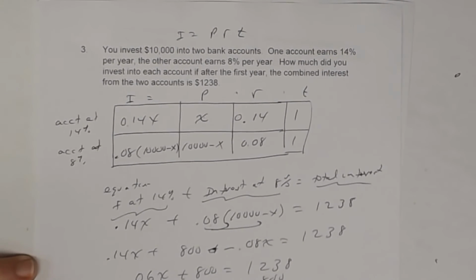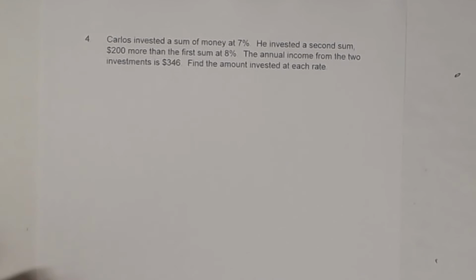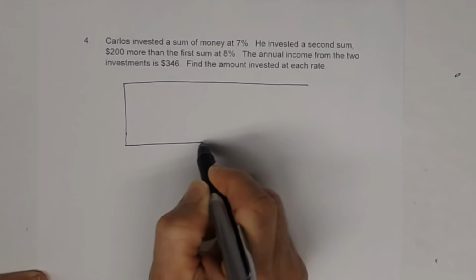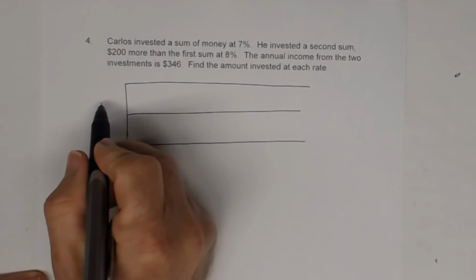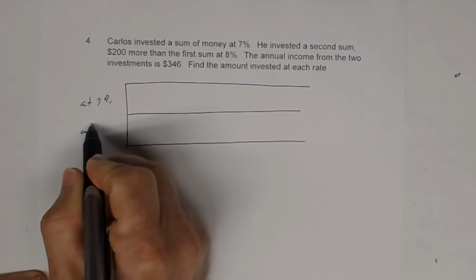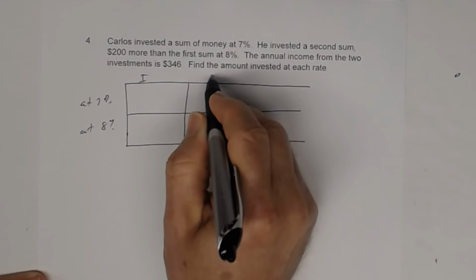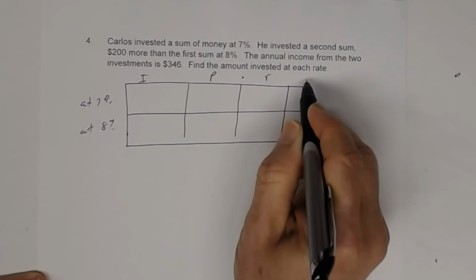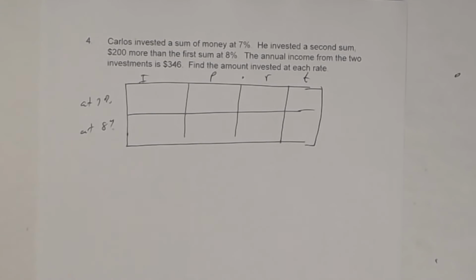Okay? You're going to use that table. Organizing it in a table is very useful. All right, so let's do that. So we're going to draw a table, and we only have two investments, so I'm going to do 2 rows. So this is going to be the one at 7%, and let's do this one at 8%. We know that interest is going to equal the principal times the rate times the time. Principal times the rate times the time. And we are dealing with simple interest.